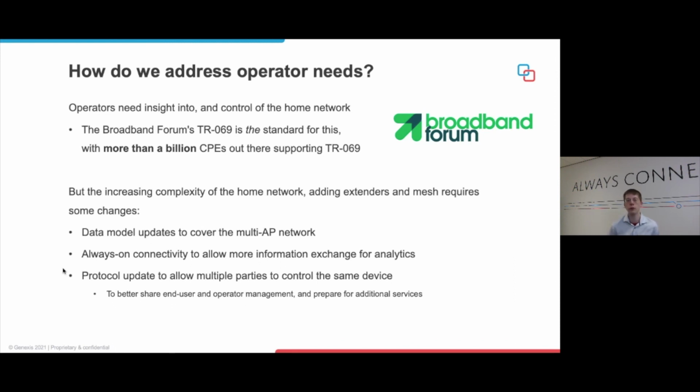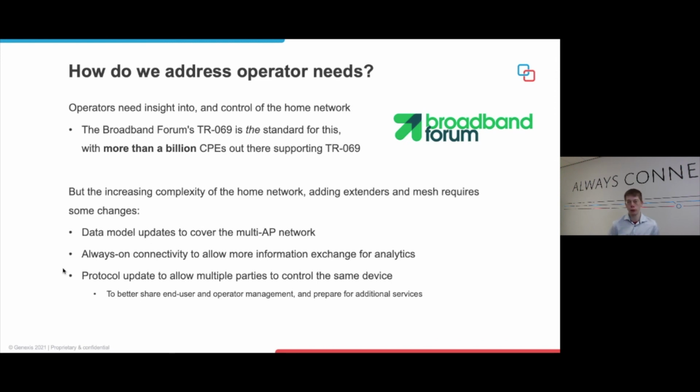And the first change is the most obvious one, perhaps. We need a data model update to cover the multi-AP network. And this is in fact something the Broadband Forum is working on as part of the TR181 data model, which is the standard data model, to make sure that EasyMesh is covered and the multi-AP network is represented properly in the data model. And this is also something that shouldn't take too long. But while we wait, we can, of course, deal with that in the meantime. But that's very important to have.